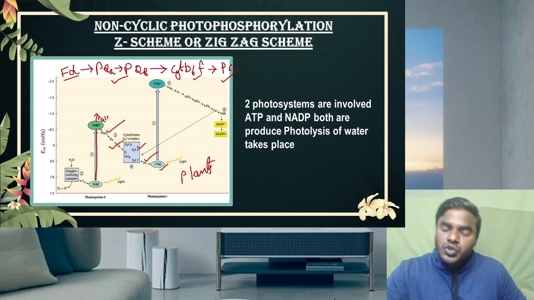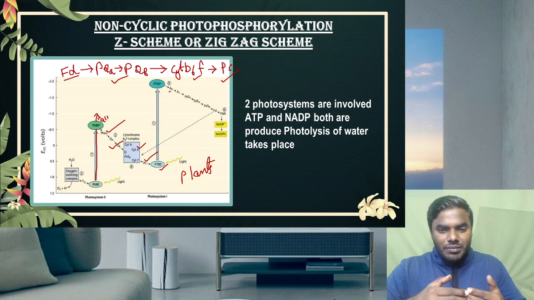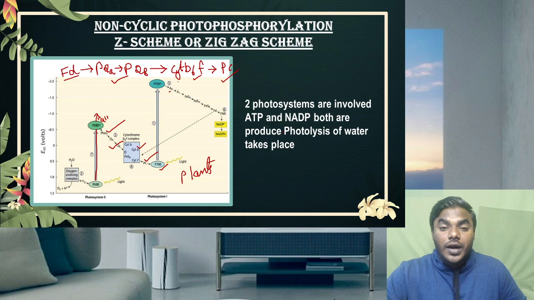Now everyone has to keep it in your mind. Now who is the first electron acceptor here? A naught. Don't get confused. A naught is nothing but modified chlorophyll A. That is what we call A naught. Then A1 we call phylloquinone. Then there is a series of iron sulfur proteins.